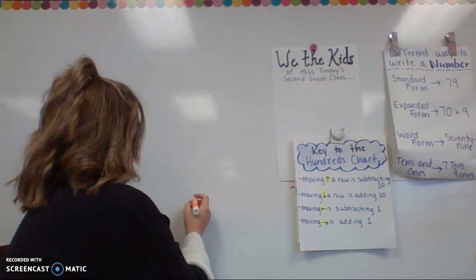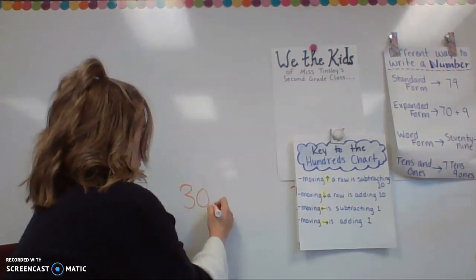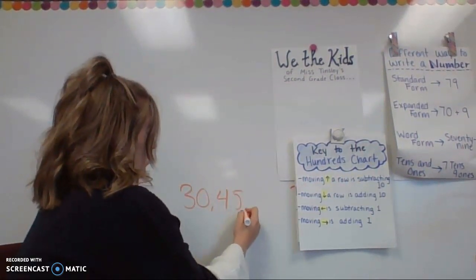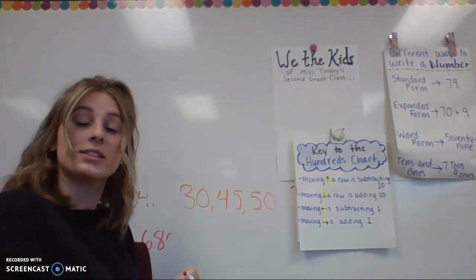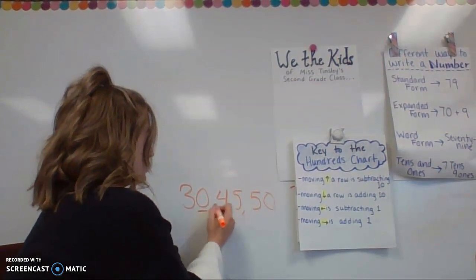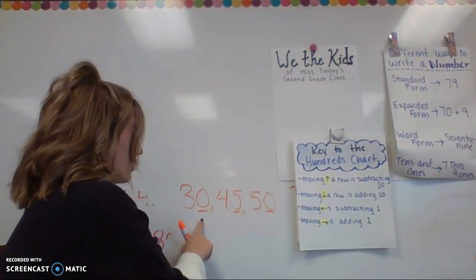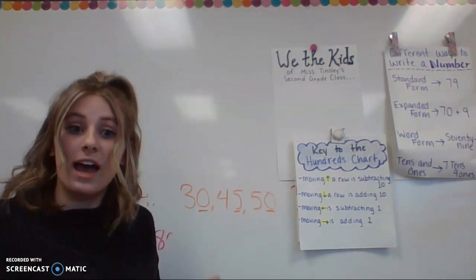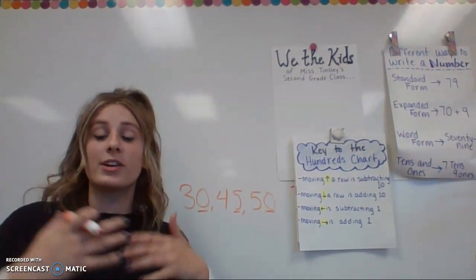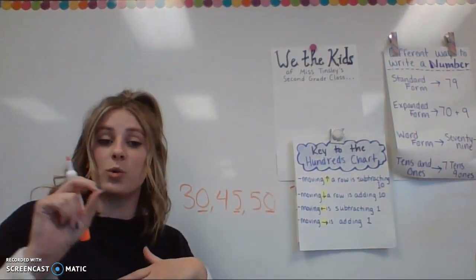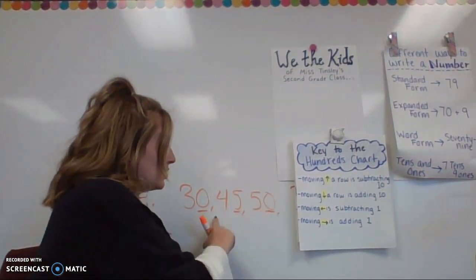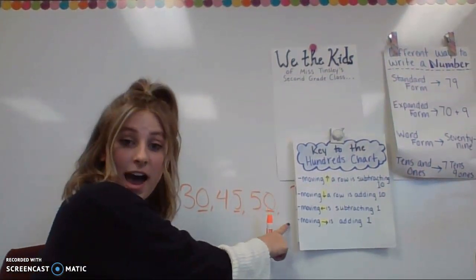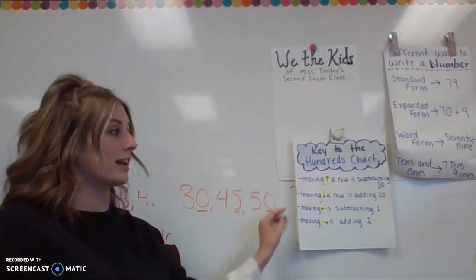So if I am skip counting by 5, what that means is that if I have 30, 45, 50, what I want you to notice now is the ones place. I'm going to look at the ones place and notice that it goes 0, 5, 0. That is our pattern. So whenever you're counting up by 5s, you want to keep that pattern going. So I know my next number needs to end in a 5 because the last number ended in a 0.